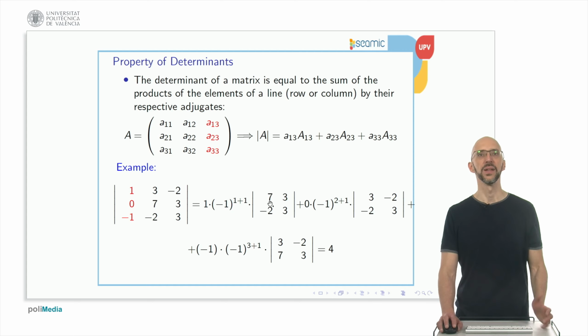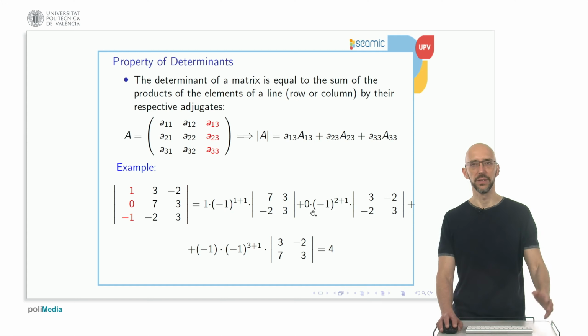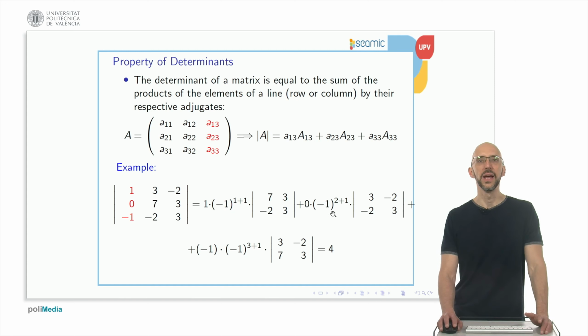one you see here. Then plus the second element, this is 0, multiplied by negative 1 to the power of the position. In this case, the position is 2, 1, so 2 plus 1. This is going to be 3 in the exponent, negative 1 to the power cube is negative 1. And the determinant obtained when I eliminate this column and this row is 3, negative 2, negative 2, 3. So I got this determinant.